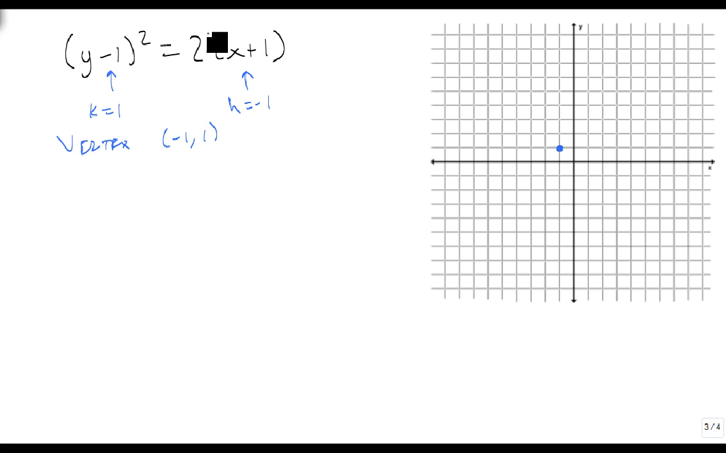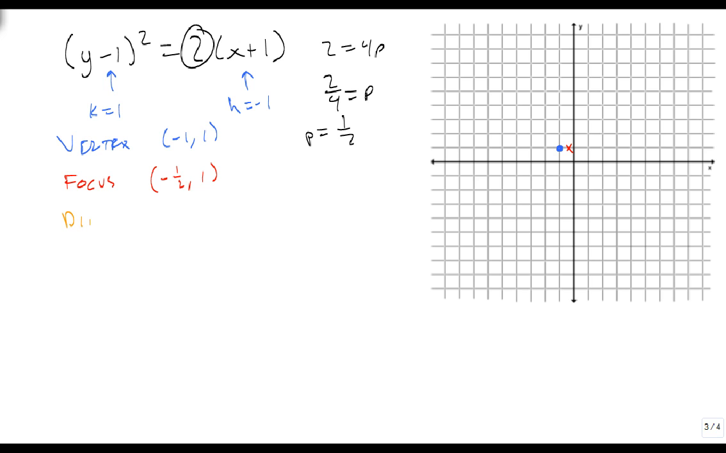My p, I still find the same way. I simply take that 2, and I set it equal to 4p. So 2/4 is p, so p is 1/2. So I'm going to go 1/2 over this way. That's my focus. And notice it's just 1/2, so this is actually at minus 1/2, 1. The y value stayed the same, but the x value changed by p.